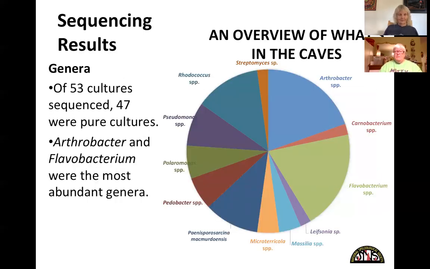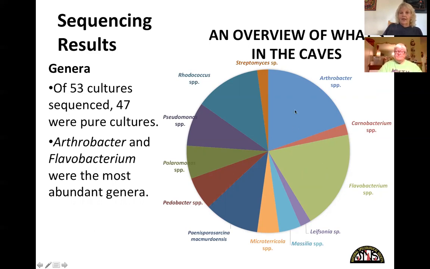Now here's some example of what we found, an overview of what's in the cave. So of 53 cultures that were sequenced, 47 were pure cultures, and that's what you're seeing here. This is a pie chart that breaks down the different genera of the bacteria. And you can see that the biggest part of the pie was taken up by Arthrobacter species, which is a type of actinobacteria, and then Flavobacterium, which you're probably not familiar with. That's an example of a Bacteroidetes bacteria.